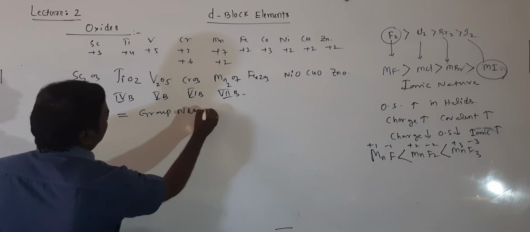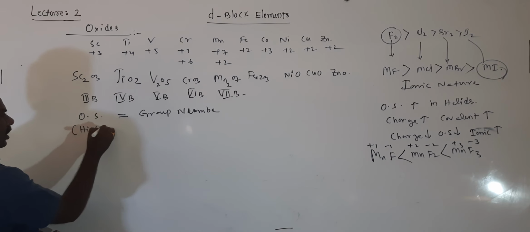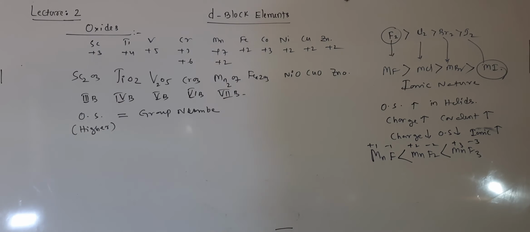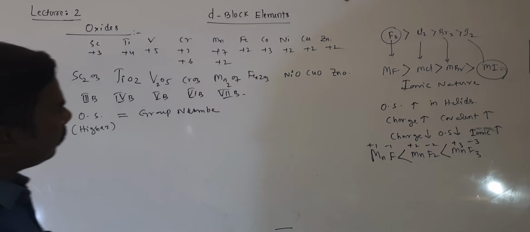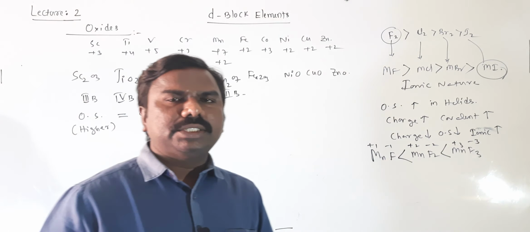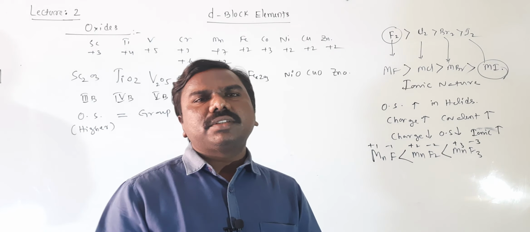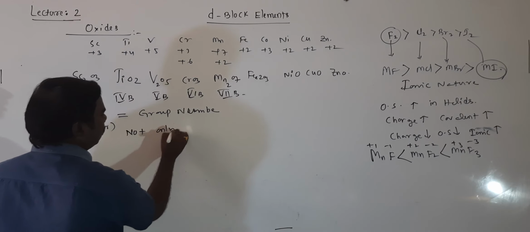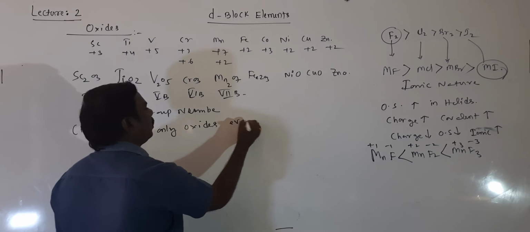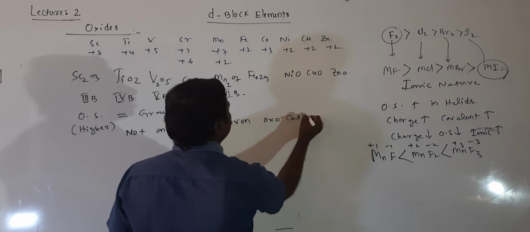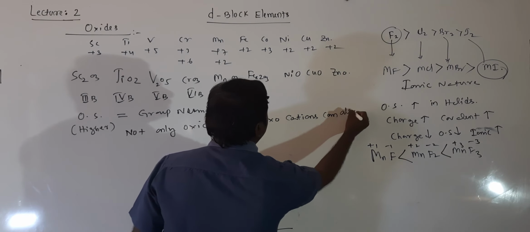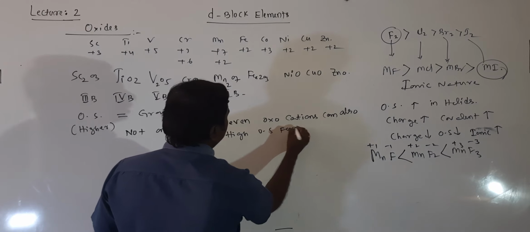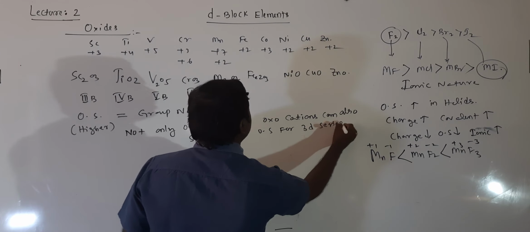That too it is the higher oxidation state, very very important. It is not the lower oxidation state. Higher oxidation state is equal to group number. These oxides are more stable in their higher oxidation state. Not only oxides, even oxocations can also show higher oxidation state for 3d series elements.